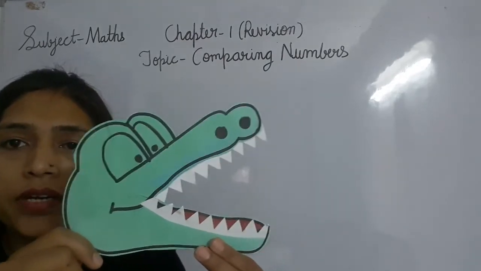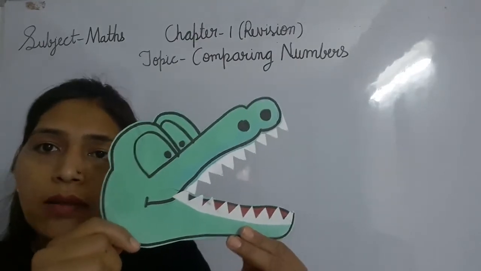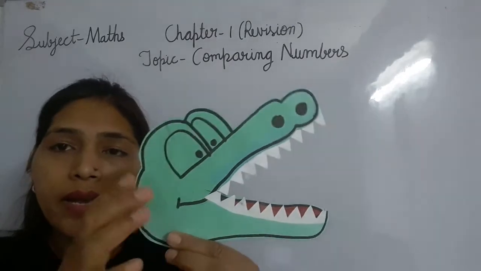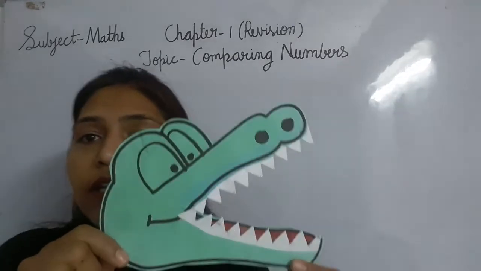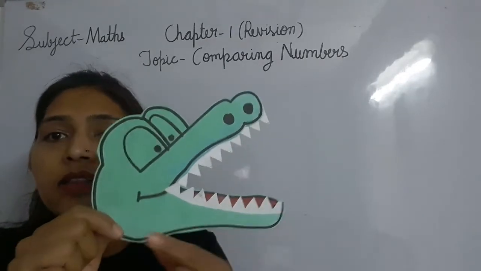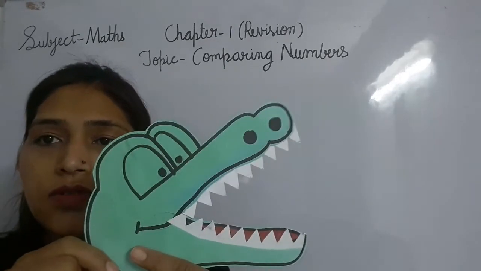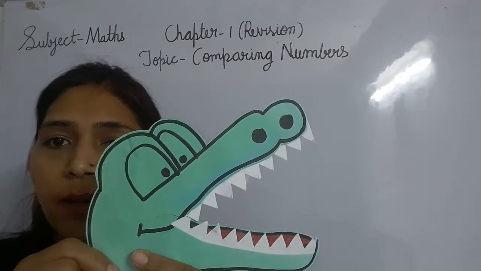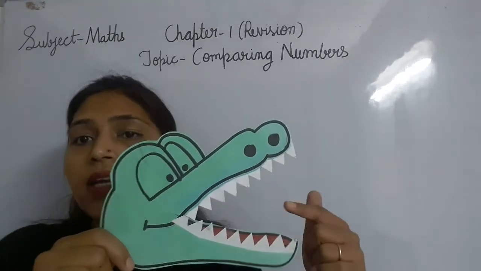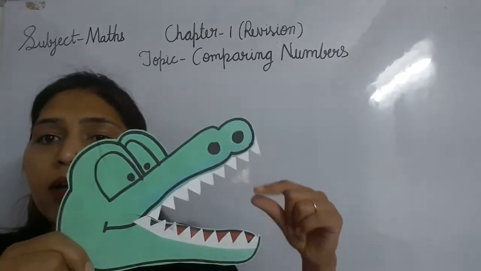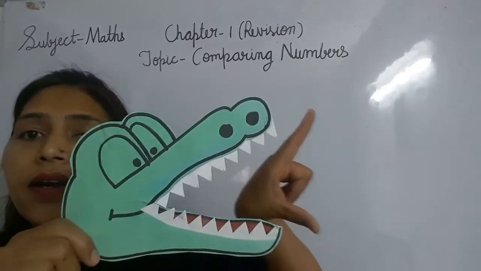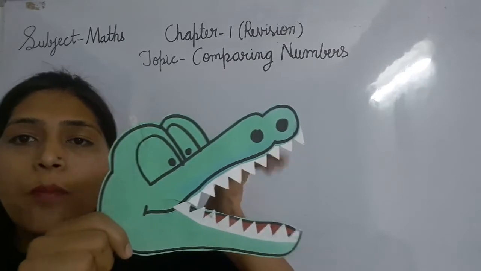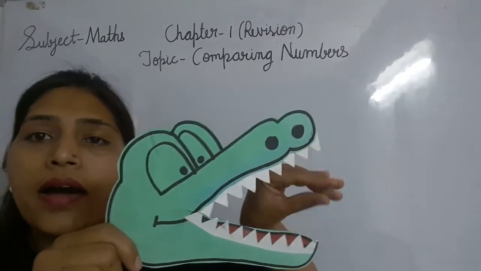Which animal's mouth is it? It's a crocodile's mouth, and the crocodile has a large stomach, so it always loves to eat the greater number. Wherever it gets the bigger or greater number, it will open its mouth towards the greater number. It always opens its mouth towards the greater number.